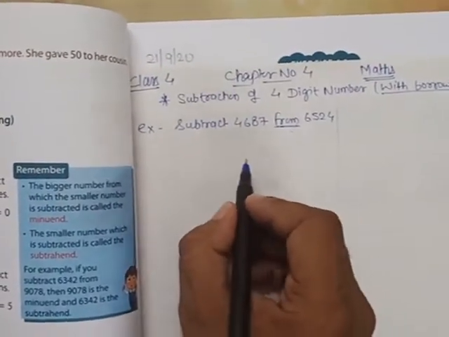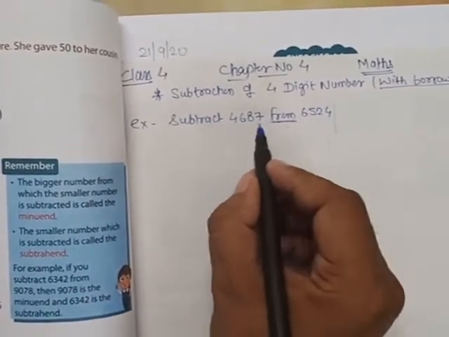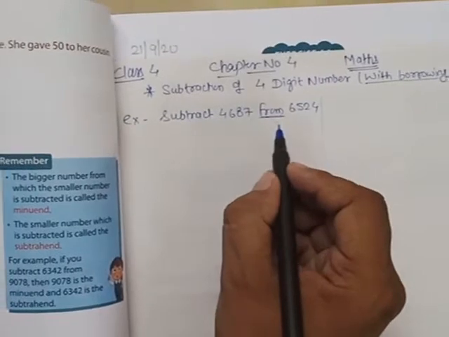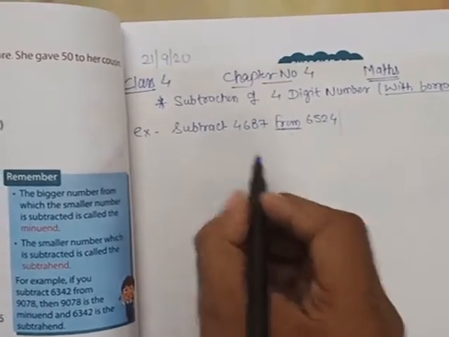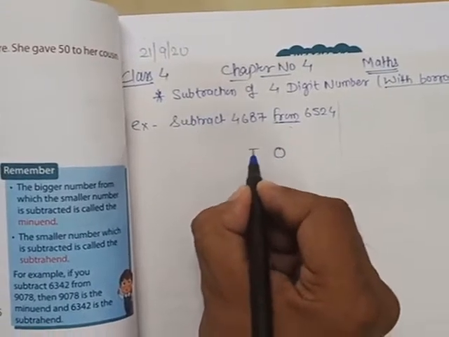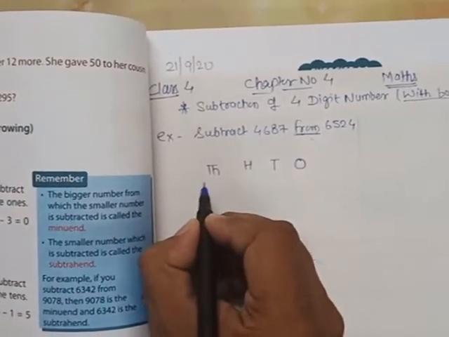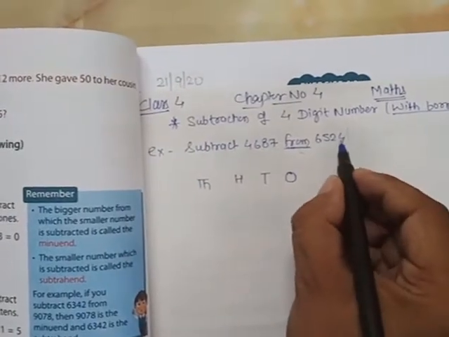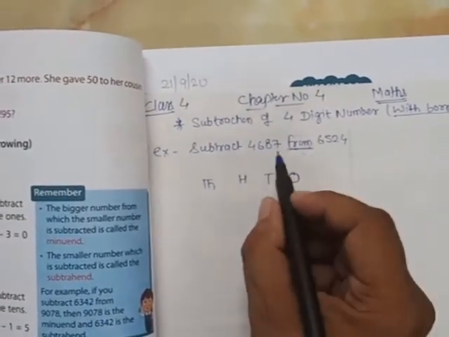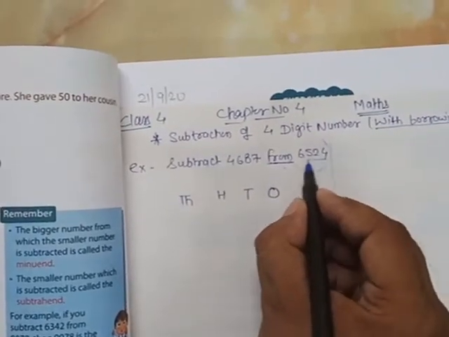So our first step is to arrange these numbers by their place values. First we will write their place values: ones, then tens, then hundreds, and then thousands. Correct? So which number will come on the upper side? This number will come on the upper side. Here we start from the back side.